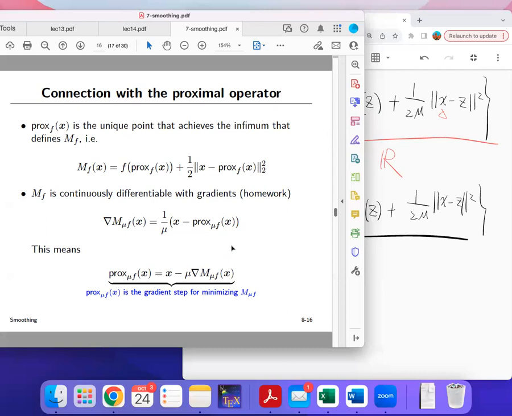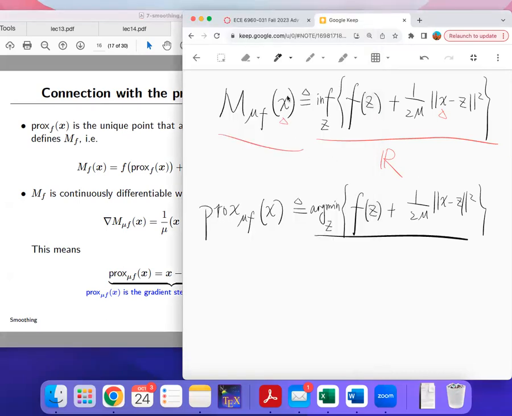Okay. And this slide shows the connection between the Moreau envelope and the proximal operator. Like we just explained, the proximal mapping is the minimizer of this problem, right? And the Moreau envelope is the infimum value of the same problem. So you can say that just by these definitions, the proximal mapping, basically this point, is the minimizer of the problem involved in the Moreau envelope. So this point achieves the infimum value of this problem.